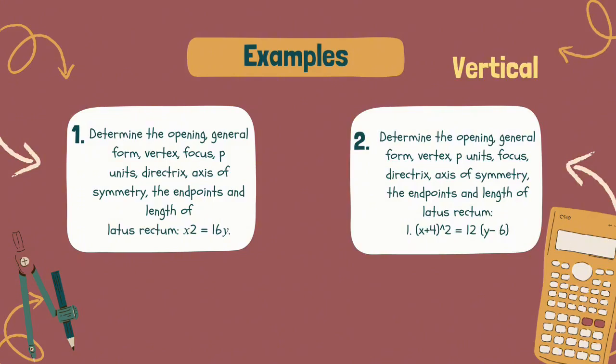We have two examples to answer. So, the first is, we're going to determine the opening, the general form, the vertex, the focus, the p units, the directrix, the axis of symmetry, the endpoints, and length of the latus rectum. So, the equation below, we're going to use that. And the next one is determine the opening, the general form, the vertex, and etc. So, we're going to use that equation below. So, let's solve the following problems.